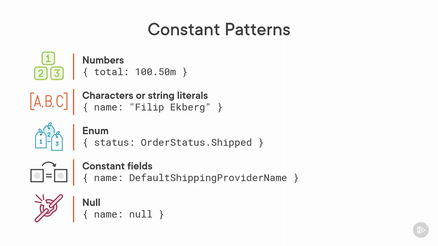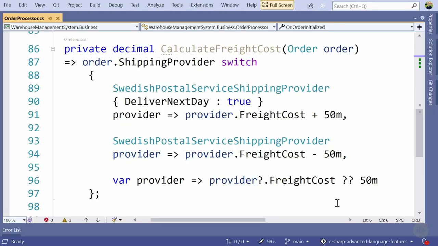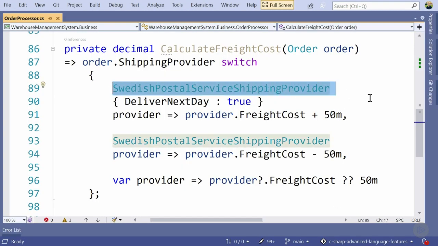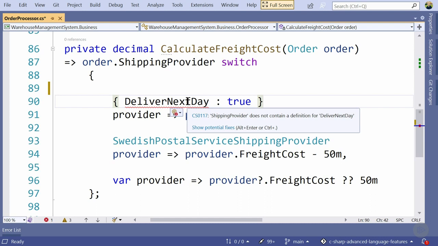The property pattern does not have to be used together with the type pattern. In fact, the property pattern will ensure that you have an instance, and then let you write nested patterns for the properties of the type. Notice what happens if we remove the Swedish Postal Service shipping provider type before accessing the property deliver next day. Removing the type produces a compiler error.